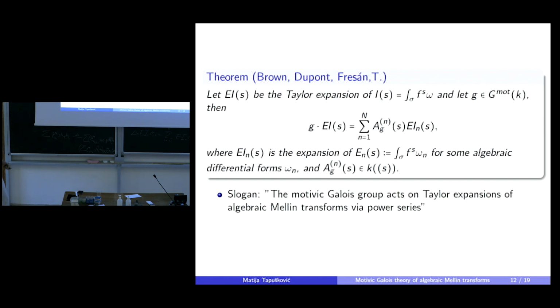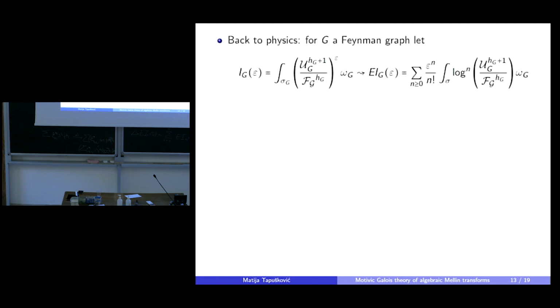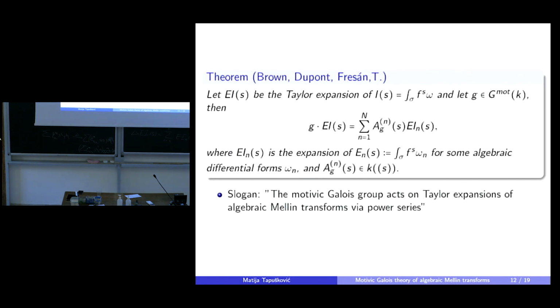So this is surprising because it's a finite formula for the coaction of infinitely many periods. Because in here I have infinitely many motivic periods. It's a power series, and yet we can write down the coaction in a finite way. Okay, sorry. The slogan, which is, I guess, the only thing that should be taken from this talk, is that the motivic Galois group acts on Taylor expansions of algebraic Mellin transforms via power series. Via power series, I mean with coefficients in power series like this.